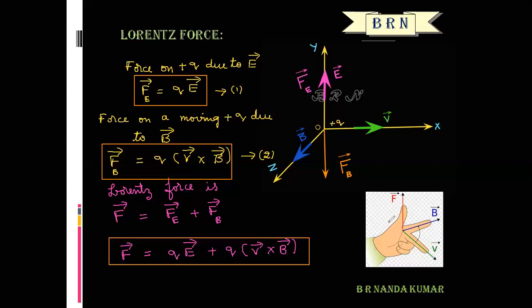So this is Fleming's left hand rule. So what is the statement of Fleming's left hand rule? Stretch out the first three fingers of left hand in three mutually perpendicular directions. Forefinger points in the direction of magnetic field. Middle finger points in the direction of motion of charged particle. Thumb points in the direction of Lorentz magnetic force.